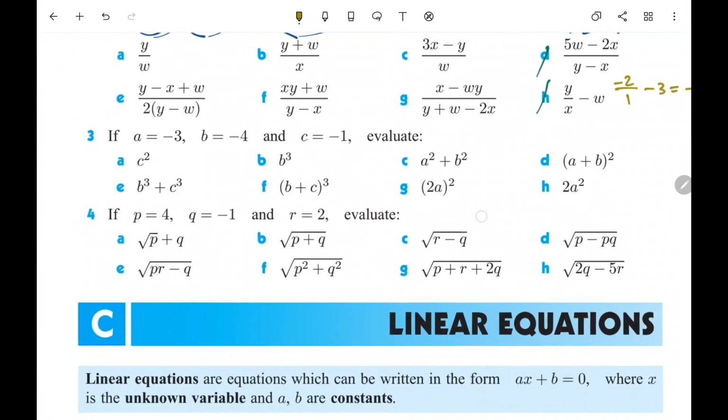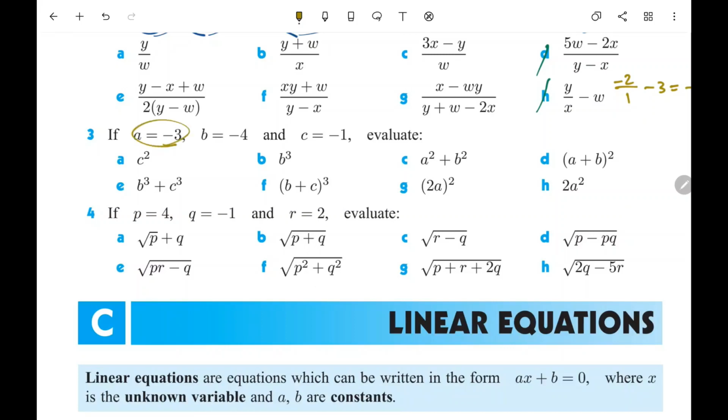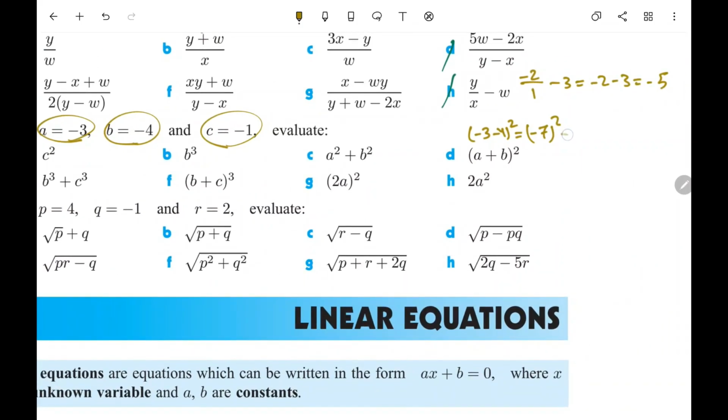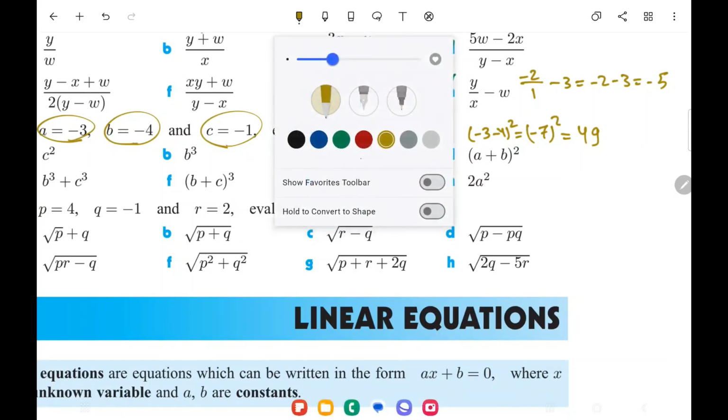Here we have A equals negative 3, B equals negative 4, C equals negative 1. So A plus B, all to the power of 2. Here we have A equals negative 3, B equals negative 4, all to the power of 2. So negative 3 minus 4 will equal negative 7, all to the power of 2. Negative 7 times negative 7 will equal 49.